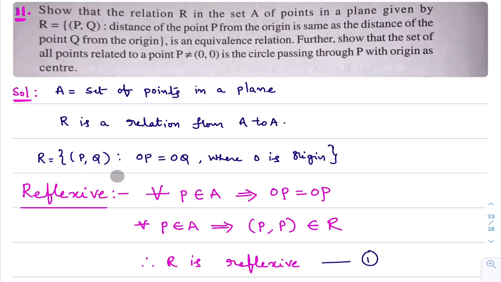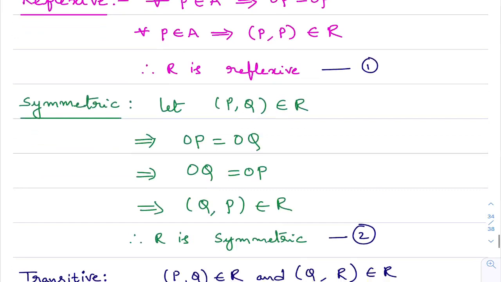Correct? By this time I hope you got some pattern of how to do these problems, right? The ordered pair P comma P belongs to the relation. Therefore, we can say this relation is reflexive, right? Why am I saying this relation is reflexive? Because I took any point in set A, I identified that P comma P belongs to the relation, so I can say that this relation is a reflexive relation. Now I'll check the symmetric relation. Is this relation symmetric or not?